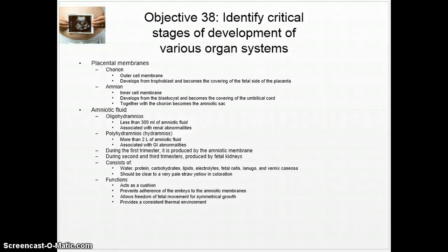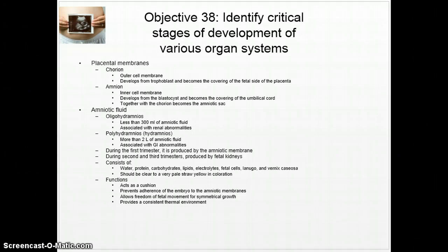Part 2 of Unit 3 is Objective 38, Identify Critical Stages of Development of Various Organs. First, we're going to talk about the placental membranes. The placental membranes are made up of the chorion and the amnion. The chorion is the outer cell membrane, and it develops from the trophoblast and will become the fetal side of the placenta, and it's very smooth and shiny.